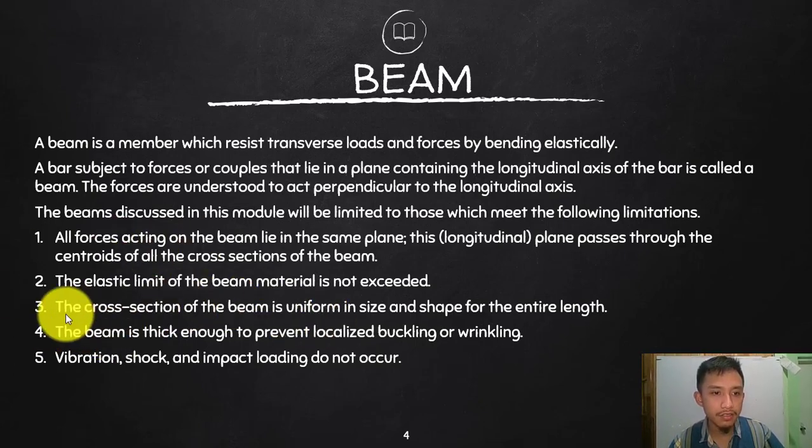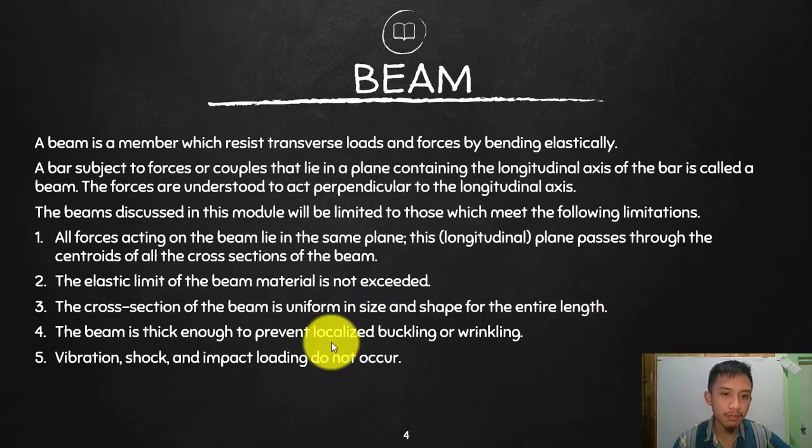The second limitation is that the elastic limit of the beam material is not exceeded. That's why I mentioned a while ago we will just be considering the elastic stage, because once we surpass that elastic stage, the behavior of the cross section will be different. So we will try to limit ourselves to the elastic stage. Third, the cross section of the beam is uniform in size and shape for the entire length. So we will consider a beam which is prismatic. If we say prismatic, the cross section and dimensions all throughout the length are the same.